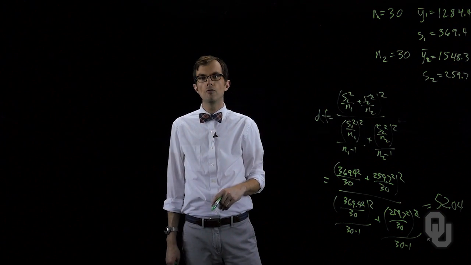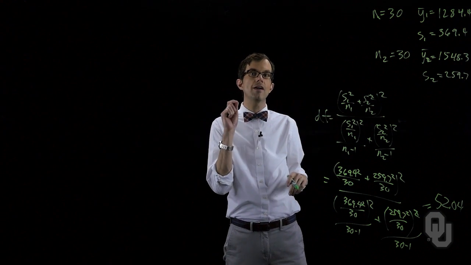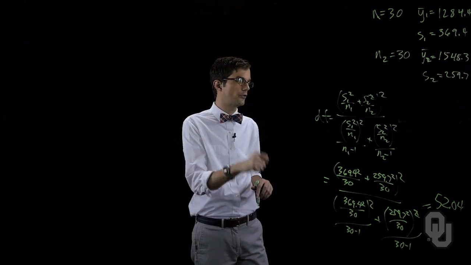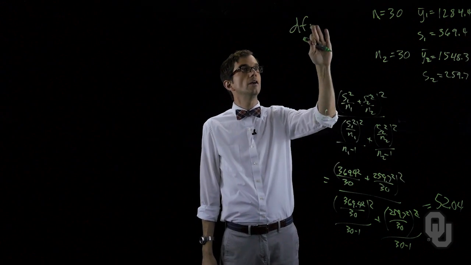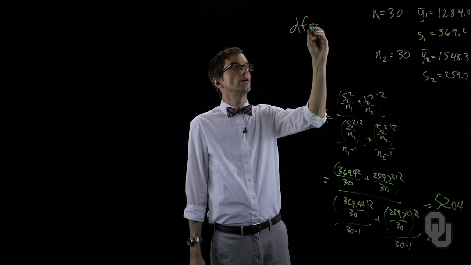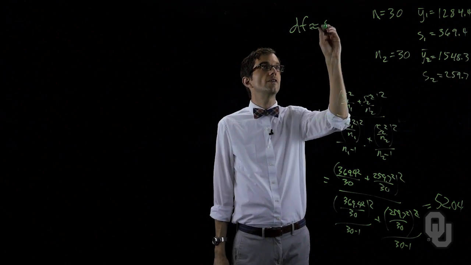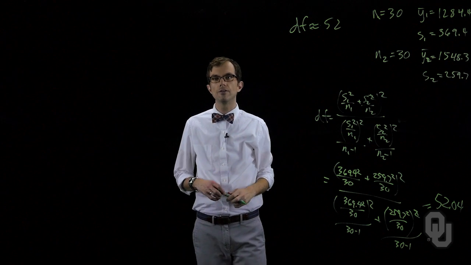52.04, that's not an integer. We have to have an integer value for the degrees of freedom. So for our degrees of freedom, we're going to round down. Let's even call this an approximation. We'll call it 52.